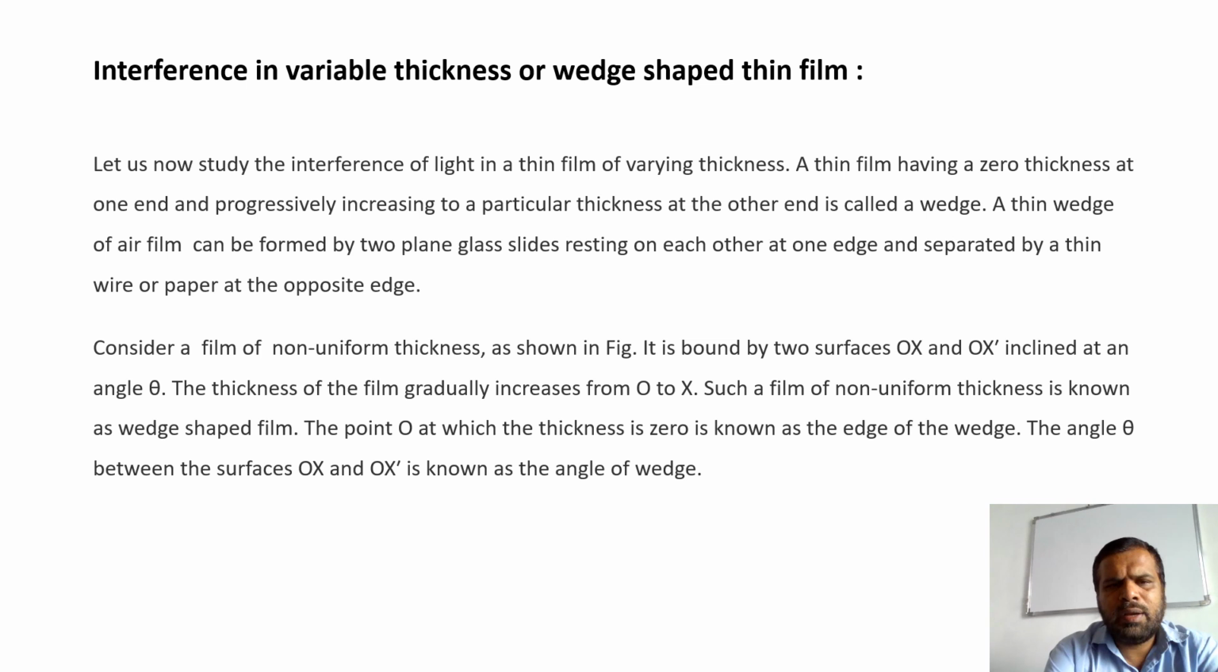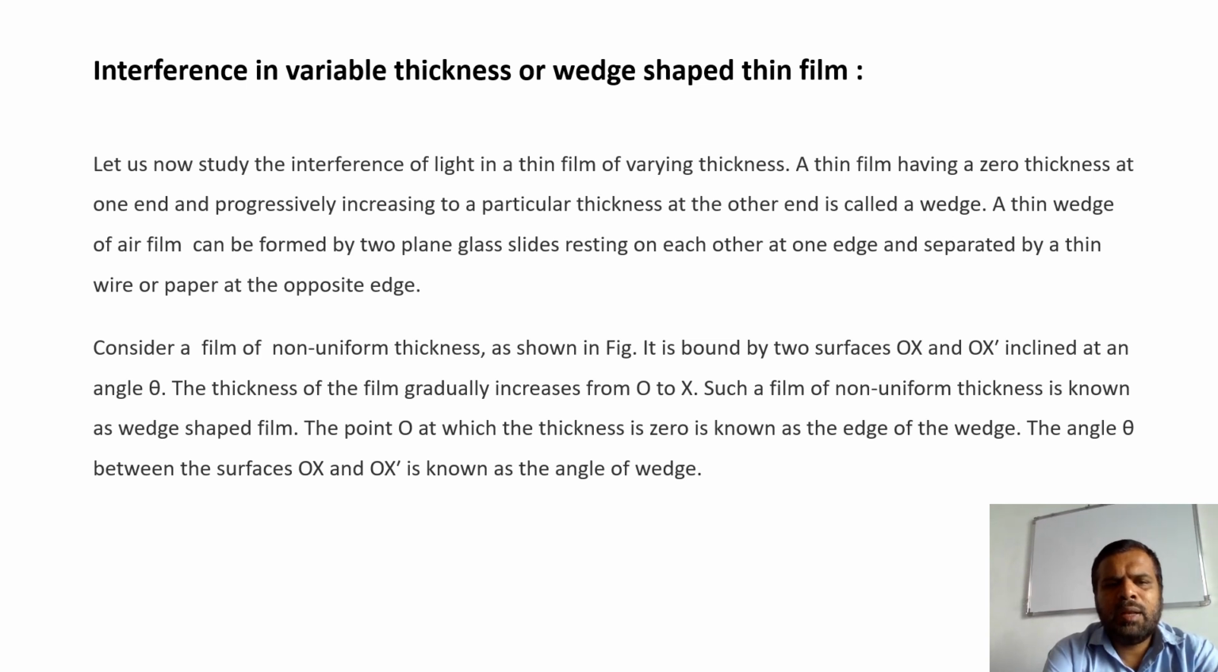Let us now study the interference of light in a thin film of varying thickness. A thin film having a zero thickness at one end and progressively increasing to a particular thickness at the other end is called a wedge. A thin wedge of air film can be formed by two plain glass slides resting on each other at one edge and separated by a thin wire or paper at the opposite edge.